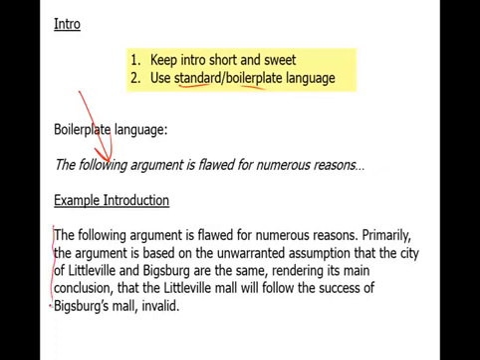Here's an actual example intro that I wrote using this boilerplate as the beginning sentence. You'll note going on here, I just basically recap the main parts of the argument. Primarily it is based on the unwarranted assumption. You can see this is pretty boilerplate or standard language. Here it's a little more specific, but in essence I'm identifying the main fallacies: that the argument assumes that the two cities are the same. And because of that, the main conclusion is not valid. Again, going back to that boilerplate language. This should take you a minute or so to write, and then it's on to the important stuff.